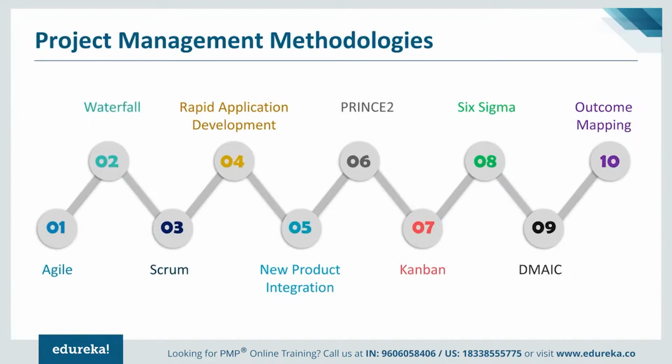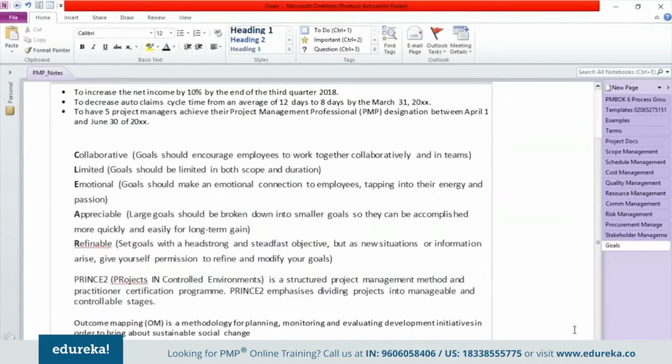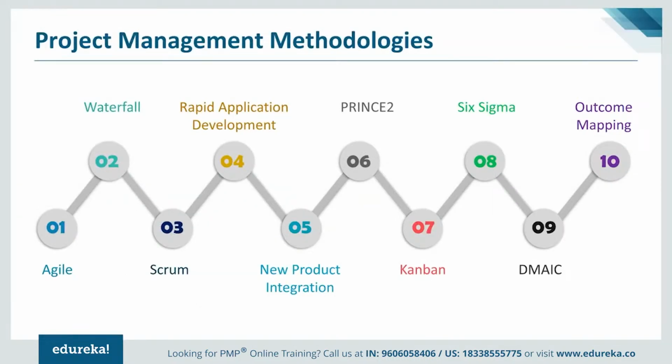Outcome mapping is another one. Outcome mapping focuses more on planning, monitoring, and evaluating, which are important activities, and mainly from the social change point of view, this is where outcome mapping would come into the picture. So these are several of the methodologies available to all of us to use, and of course each one of them has its own advantages and disadvantages.